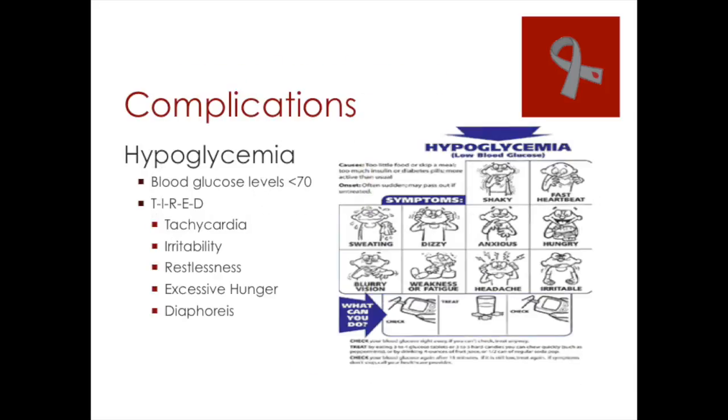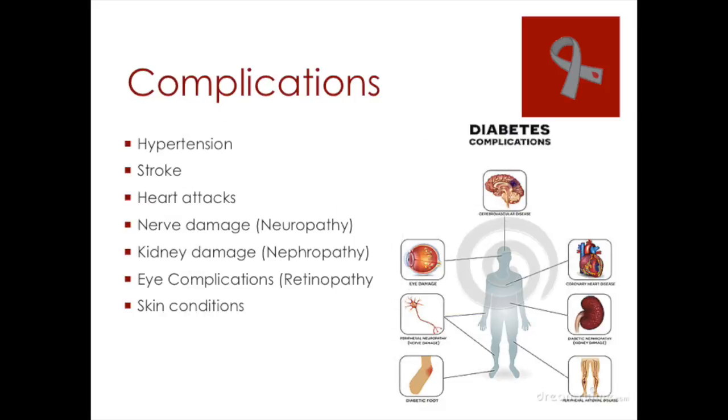On the other hand, patients with diabetes are also at risk for hypoglycemia, which can result when blood glucose levels drop to less than 70. There are many signs and symptoms associated with hypoglycemia, and I like to use the acronym TIRED to remember these signs and symptoms. The T in TIRED stands for tachycardia, I for irritability, R for restlessness, E, excessive hunger, D, diaphoresis. You can also remember hypoglycemia with the saying, cold and clammy, need some candy.